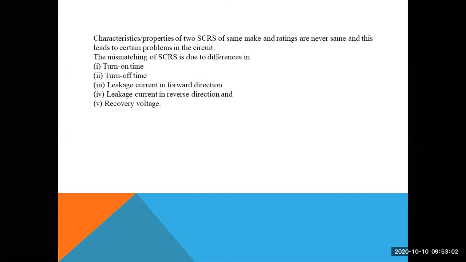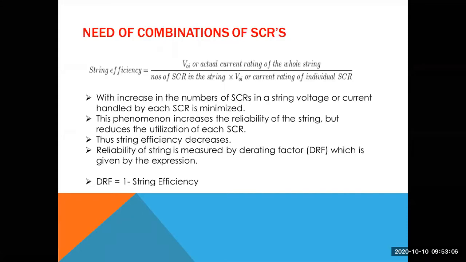String efficiency is a ratio of voltages. We already saw previously that in the numerator there is the voltage rating, the total voltage across the string, and in the denominator there is the number of SCRs and also the voltage of each SCR. The numerator is the whole string voltage and the denominator is the individual SCR voltages.